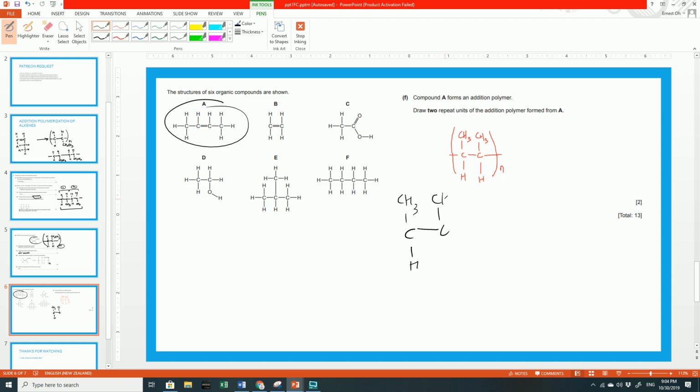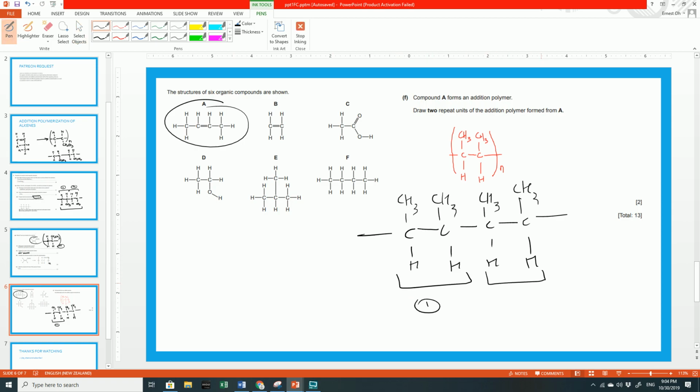Okay, so that's one repeating unit. Oops. Okay, so here this is the first unit, and here is the second unit. And so this would have been theoretically your final answer.